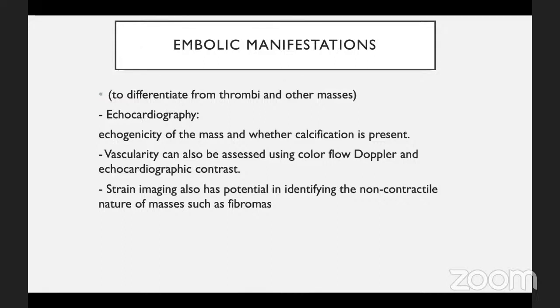How can we differentiate, in case of pulmonary embolism, if it was a thrombus or a mass? Through echocardiography, we assess the echogenicity of the mass itself and the presence of calcification. We can assess the vascularity through the Doppler flow and through strain imaging. We also have the potential to identify the non-contractile nature of the mass.